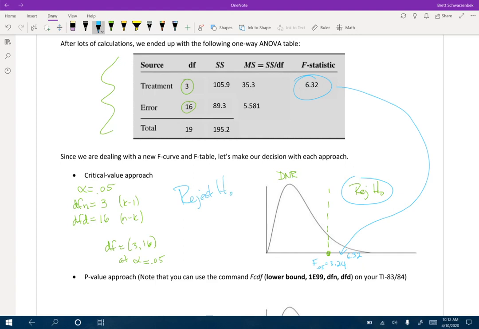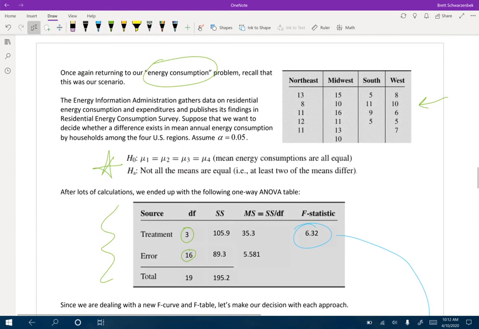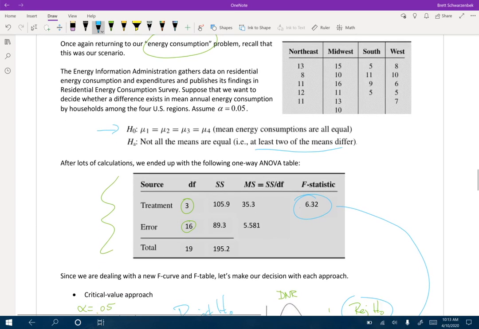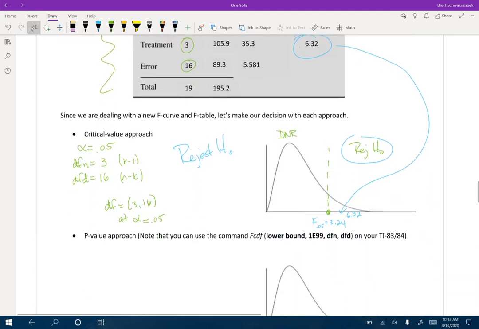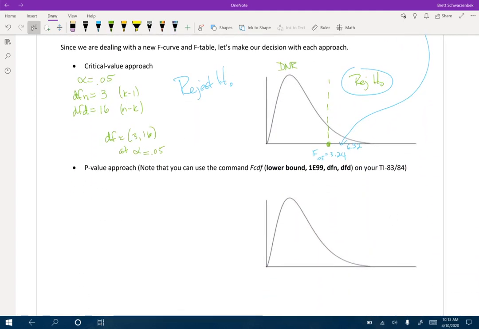So what does that mean? Reject H0 means that we're tossing the possibility that the means in all the regions for energy consumption are the same, and we're saying at least two of the means differ from one another. So could it be South and West Shore? Could it be Midwest and West Shore? We don't know that yet. We will be able to determine that in the next section. But for now, we reject the null and say that energy consumption is not the same for the 4 populations that we have.